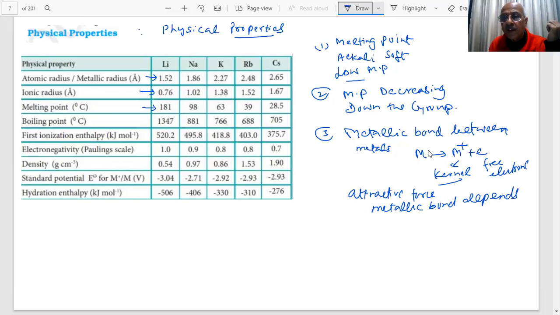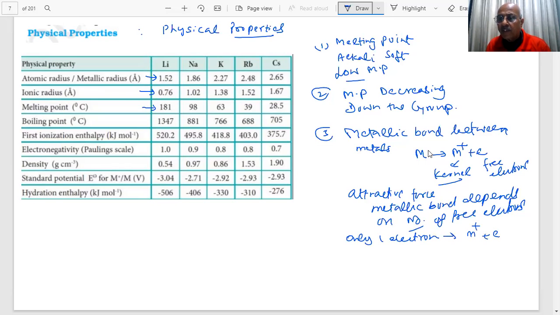depends on the number of free electrons. If there are more electrons, there is a stronger attractive bond between them. The metallic bond is strong if there are more electrons. They have only one electron to lose, right? They are existing like this in the solid form.